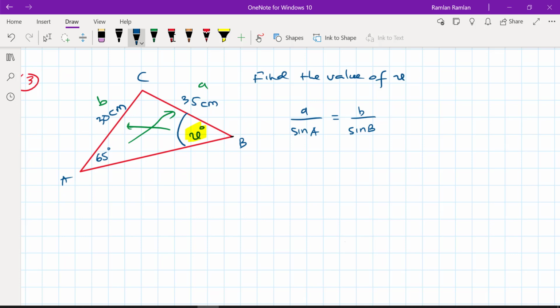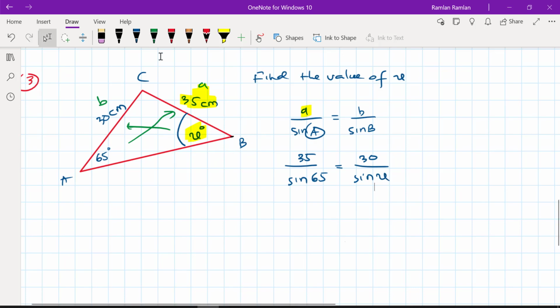Now the next thing to do is to plug in all of the values. Here we have A, which is this 35. I'm going to write down 35 over here, over sine of angle A, which is 65, equals B. B is this one over here, is 35. Sorry, it's 30. Over sine of x, right? Because this is angle B, so that'll be just x.